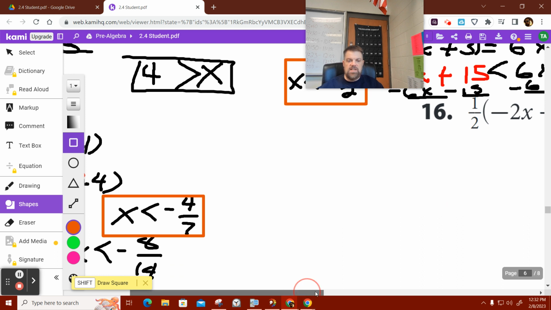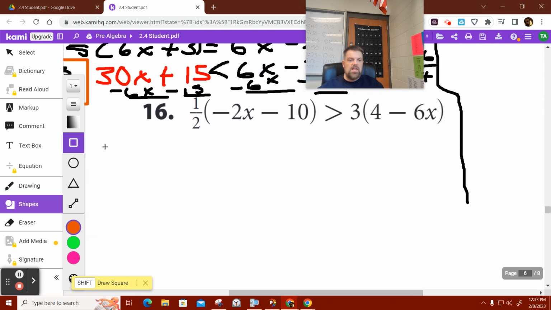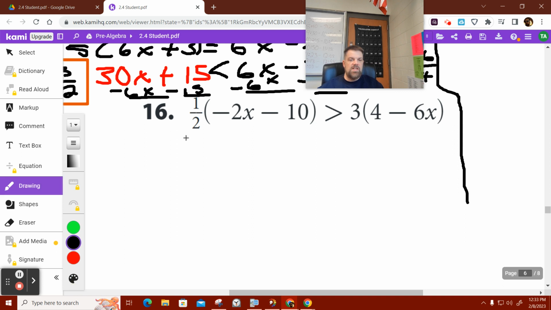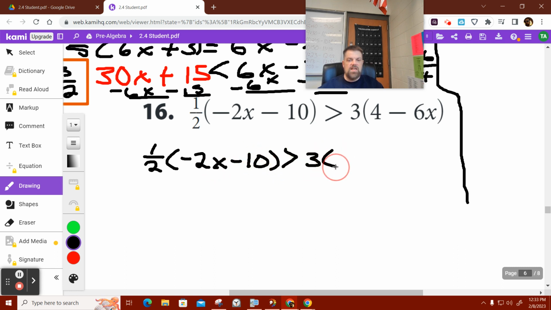Now let's do number 16. I'm going to write this out because we're going to need to do some math. So I'm going to say 1/2 times the quantity negative 2x minus 10 is greater than 3 times 4 minus 6x. Now, what do you think we could do? Anybody can answer. We're not going to do round robin anymore. We're going to kind of brainstorm on this one. What do you think we should do?